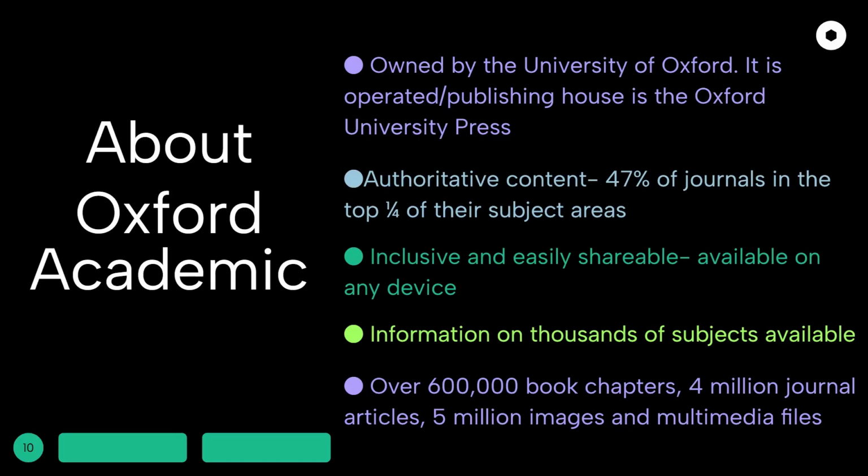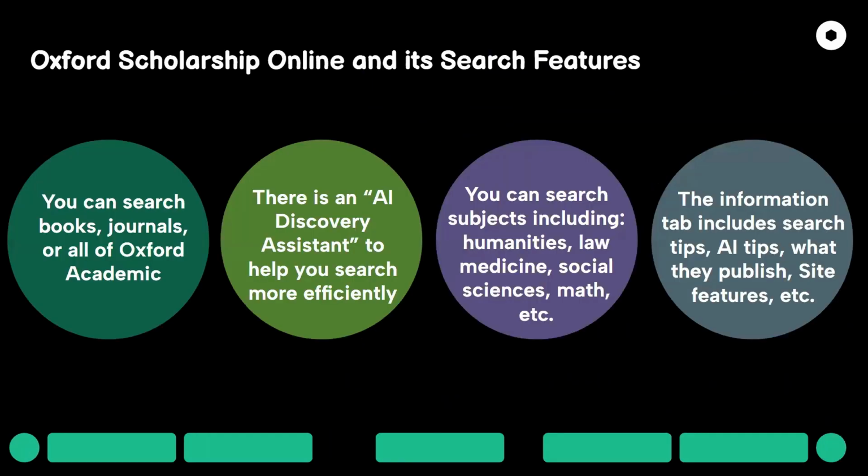It prides itself on being inclusive and easily shareable, and it's available on any device. So they really preach about that on their website, especially in the information tab, because they want to make it clear that it's available to people who may be hard of hearing or have vision difficulties can still use this source. There's information on thousands of subjects available. And there's over 600 million book chapters, 4 million journals, articles, and 5 million images and multimedia files.